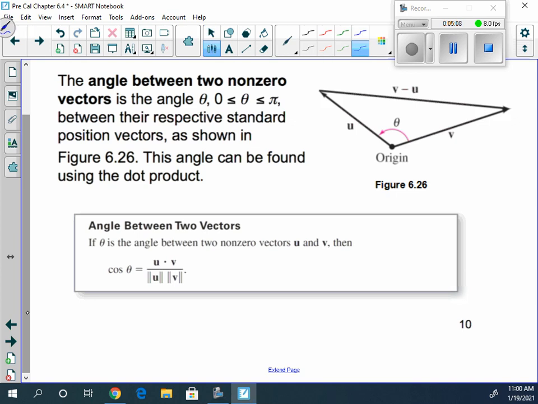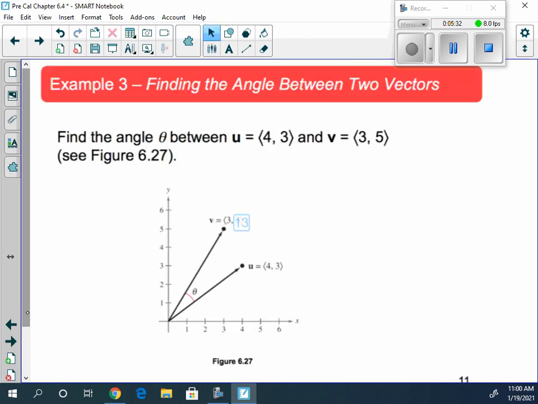Because if you remember, the 0 vector is just a point. So if we have two 0 vectors, that's just a point. We don't have an angle. And even if we just have a 0 vector and a non-zero vector, that's just a ray. We don't have an angle made up from those two. So we have to have non-zero vectors. And really, all we're going to do is use the formula that cosine of theta is equal to u dot v over the magnitude of u times the magnitude of v.